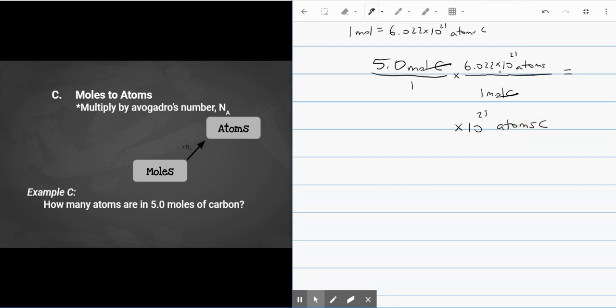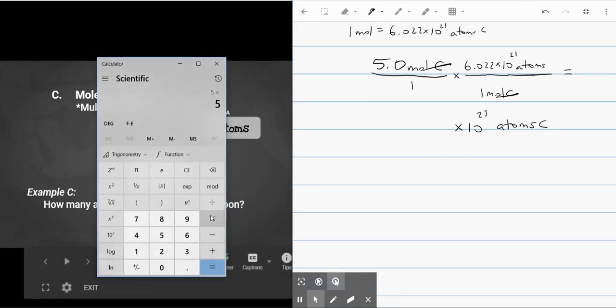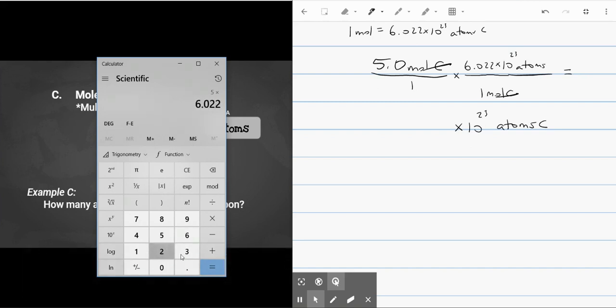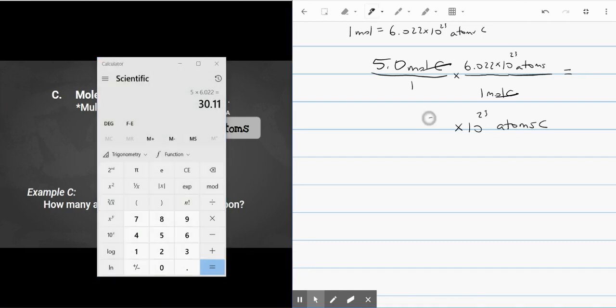And I can multiply 5 times 6.022. If I do 5 times 6.022, I will get 30.11. This is just 2 sig figs, so I'm going to round that to 2 sig figs, so it's 30. Ooh, that's kind of sneaky. You'll see in a second. We'll still have 2 sig figs.